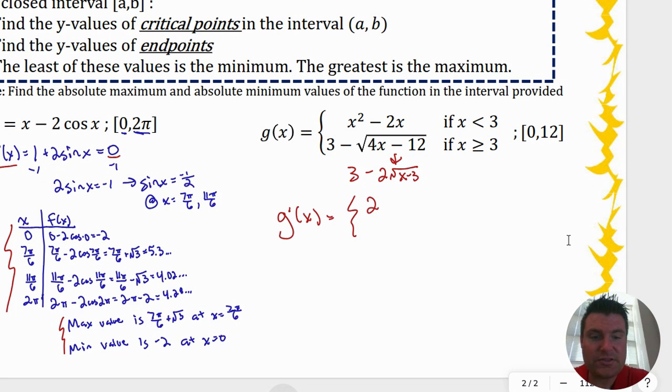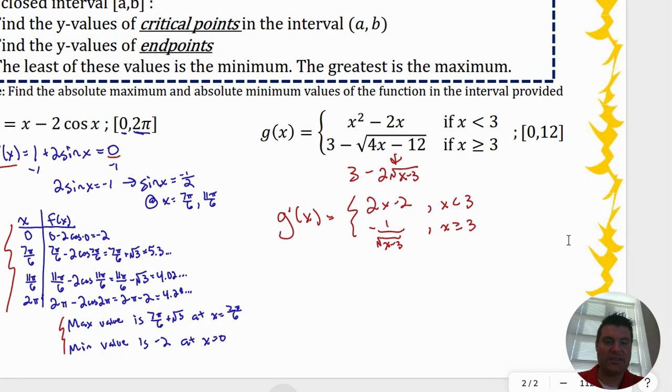So the top piece here is going to be 2x minus 2, and that is if x is less than 3. And then for this one right here, the derivative of 3 is going to be 0, minus 2 times 1/2. That's actually going to give me -1 over root x minus 3. I'm a little quick on these derivatives because we're not focusing on finding these derivatives. We're focused on applying these things using the candidates test here.